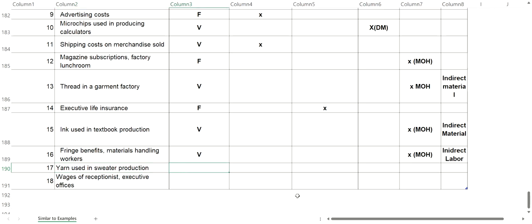Yarn used to make a sweater, okay, that would be variable. Okay, and that yarn, I would consider it a direct material, so I will put it in the direct column and mark it as direct material.